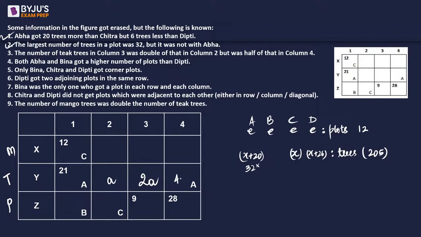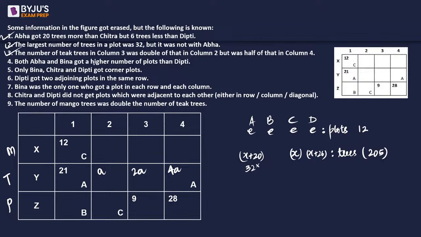So column 4 will be 4A. Okay, so this is the number of trees. I shouldn't write in the middle like this, I should have written a little higher. So this is A, 2A and 4A, right? So the number of teak trees in column 3, this number is double of this one and half of the other. I hope you can understand that 2A is half of 4A and 2A is double of A. Okay? So that's how I figured out it's going to be 4A. Okay? Done with the third statement.